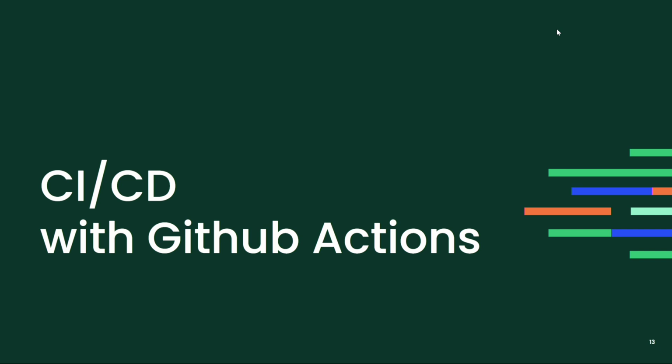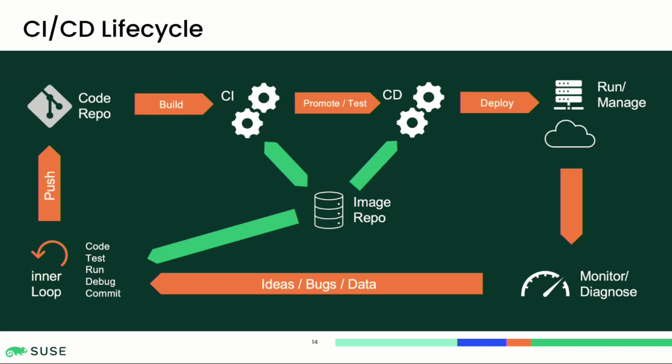So what does GitHub Actions do? It's a continuous integration and continuous deployment tool. So just to have a look at our development lifecycle, we have our inner loop, so our local programming and local testing and debugging. We do our commits, and if we're happy with what we committed locally, we push our committed changes to our code repo, so normally to our feature branch.